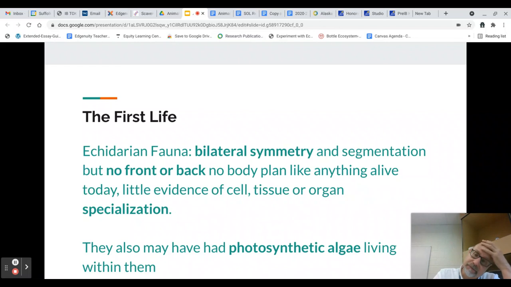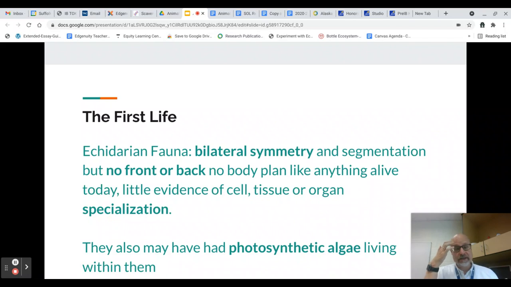Now, the very first life is something called Ediacaran fauna. Fauna are animal type life. They do have bilateral symmetry. Now, bilateral symmetry just means one eye this side, one eye that side. One ear this side, one ear that side. One nostril this side, one nostril the other side. One arm over here, the other arm over here, and so on. It's a bilateral symmetry that if you cut something in half, the two sides are the same.